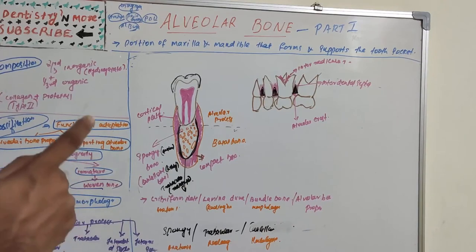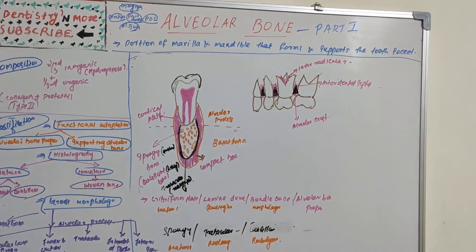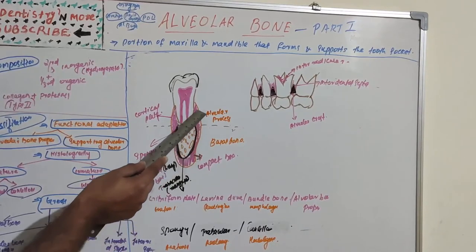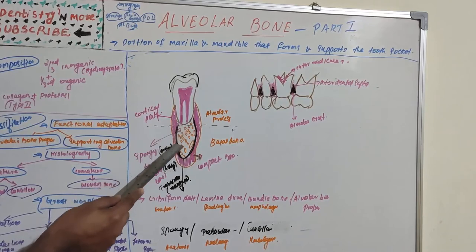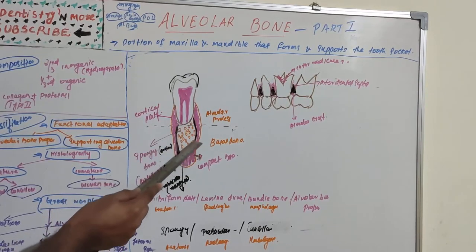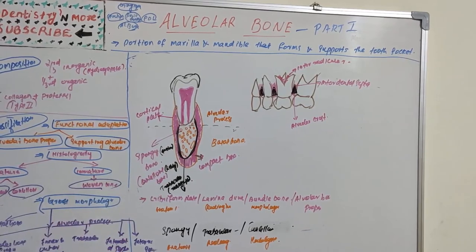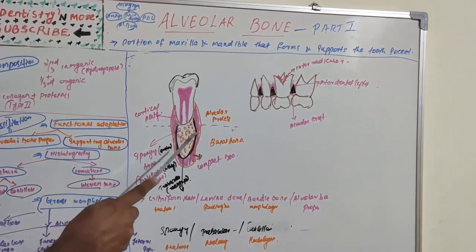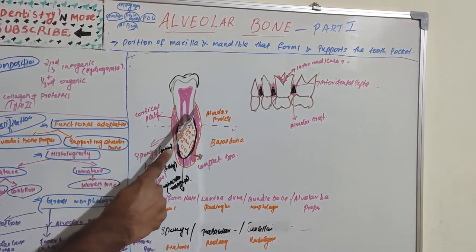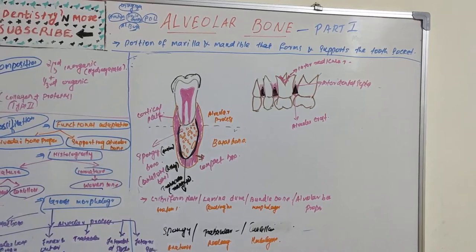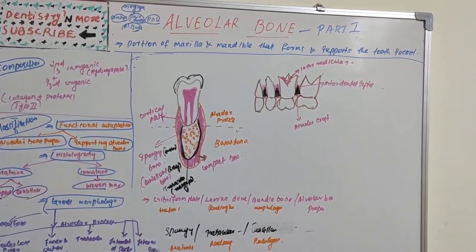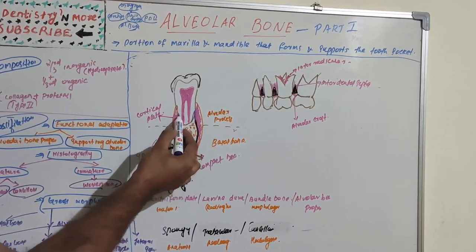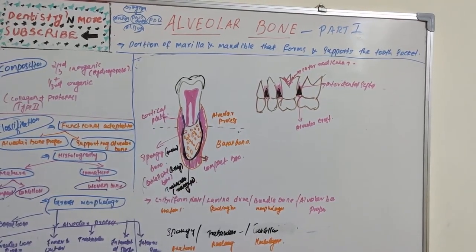Now we'll start with alveolar bone proper. Alveolar bone proper is a thin layer of compact bone. This is the compact bone, the pink shaded, and this black inner covering of the compact bone is known as alveolar bone proper. It is continuous with the cortical plates and it forms the tooth socket. So it will be like this. That is alveolar bone proper.